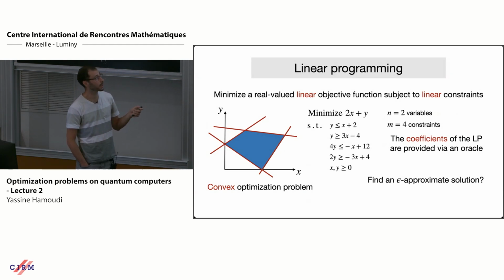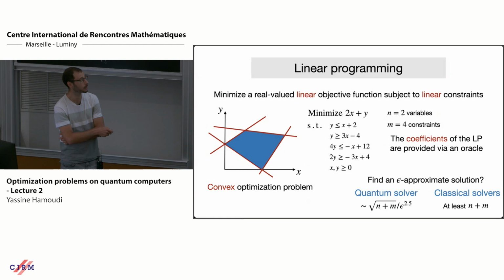The setup is that the coefficients of the LP are going to be provided by an oracle. So you can query the LP in superposition, and you want to find an approximate solution up to distance epsilon. Not the exact one, but approximate it with some precision epsilon. And this is what we're going to see. I will show you a quantum solver that requires a sublinear number of quantum queries to the oracle, sublinear in the number of variables and the number of constraints.